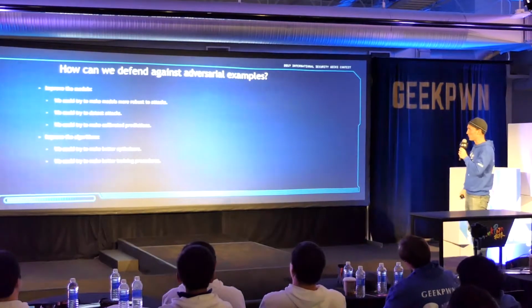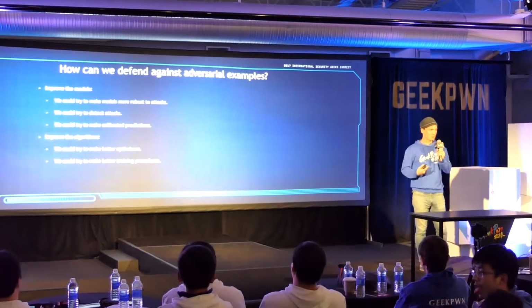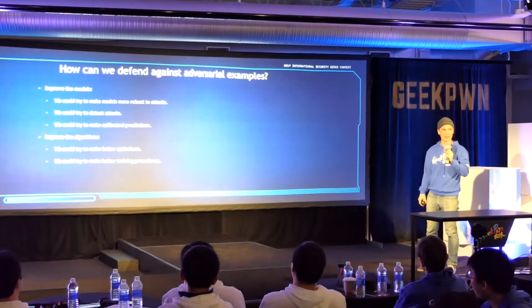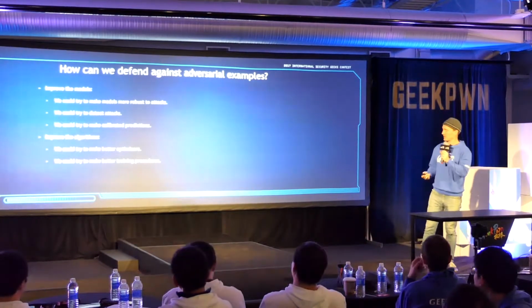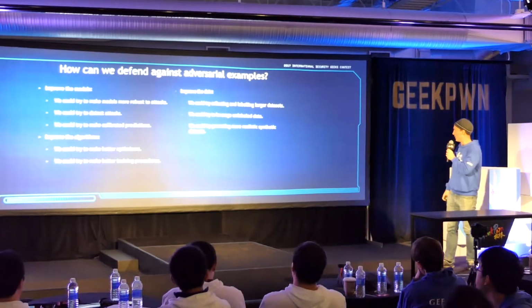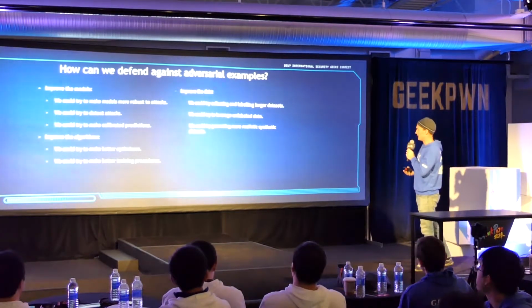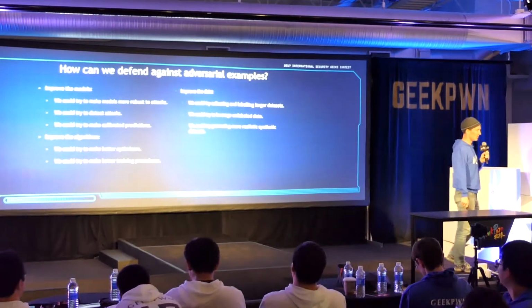We could also try to improve the algorithms. Maybe there's a way to make better optimization procedures for robustness, or maybe there are better training procedures. Or maybe we should be trying to improve the data. We could try collecting and labeling larger data sets, or figure out some way to leverage unlabeled data.